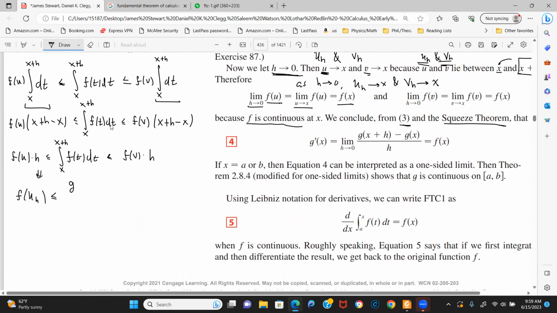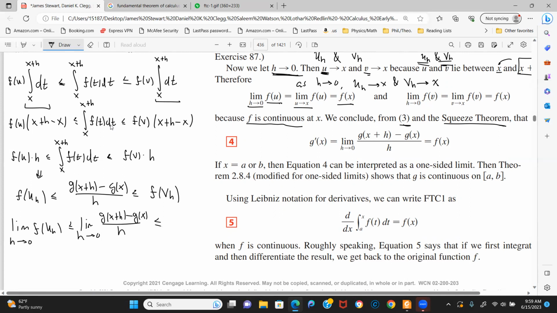less than or equal to g of x plus h minus g of x over h, which is less than or equal to f of v sub h. And then you're going to take the limit as h goes to zero of f of u, which is less than or equal to the limit as h goes to zero of this difference quotient, which we're trying to compute because we want to show that this is differentiable. So not only are we showing that g of x is differentiable, we're actually also, by the squeeze theorem, determining that limit.